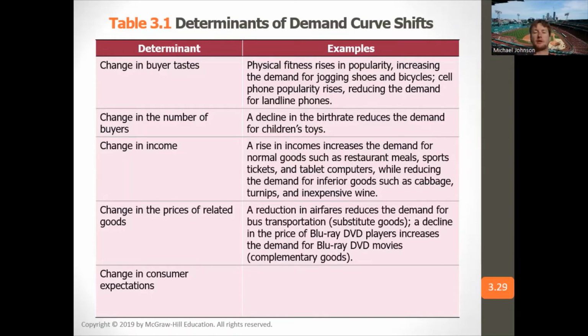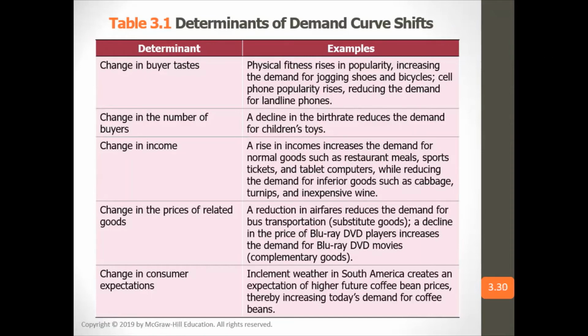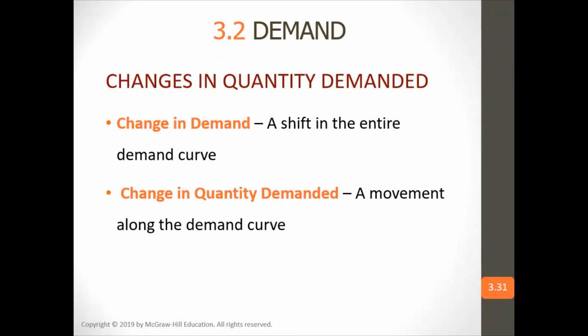Changes in the price of related goods: a reduction in airfares reduces demand for bus transportation, substitute goods. A decline in the price of Blu-ray DVD players increases demand for Blu-ray DVD movies, complementary goods. Changing consumer expectations: inclement weather in South America creates an expectation of higher future coffee bean prices, thereby increasing today's demand for coffee beans. So a change in demand is a shift in the entire demand curve. A change in quantity demanded is a movement along the demand curve.